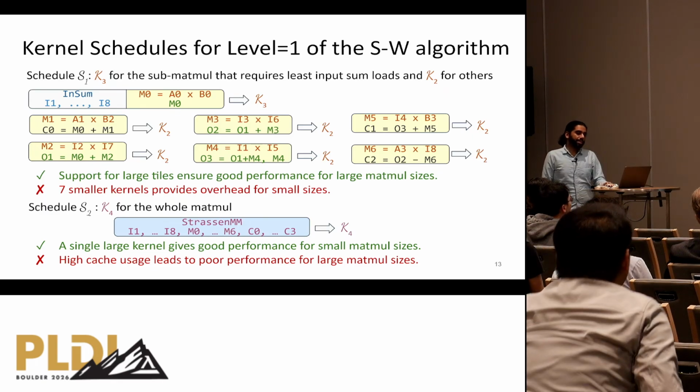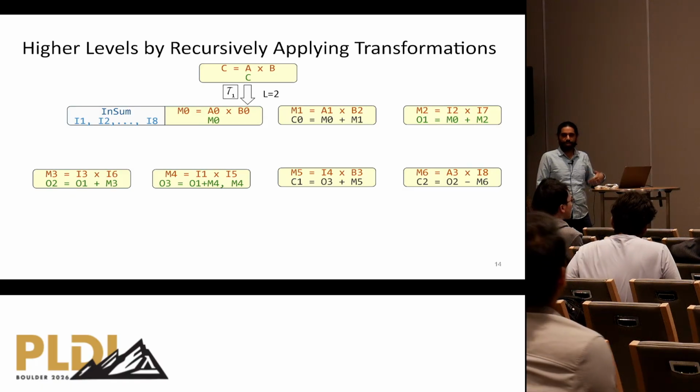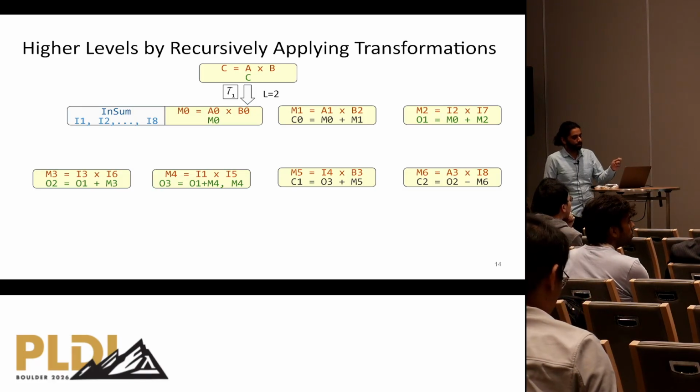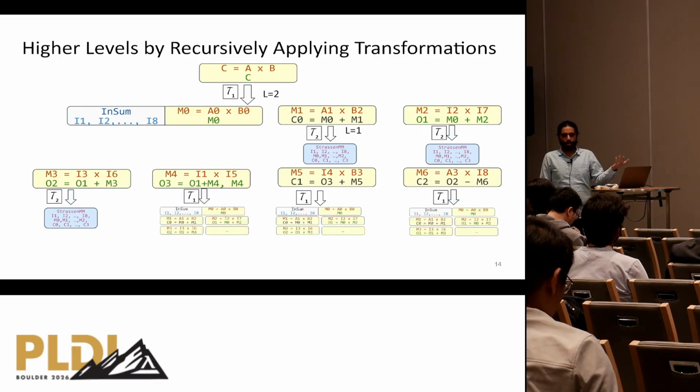Now we can think of these schedules as actually transformations. And if we recursively apply these transformations, we can get higher level schedules. As an example, consider that we want to get a schedule for 2 levels. We want to apply the Strassen algorithm twice. So first we apply transformation 1, where we convert a matmul node into 6 smaller matmul nodes. Then we can convert these 6 smaller matmul nodes using some other transformation. So let's say M1 to M3 are done by this transformation that uses the Strassen MM node, while all the others can be done with this other transformation, which we have already seen.